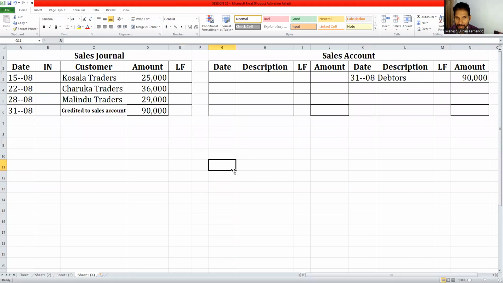Good. So this is what you have to learn under the sales journal according to the grade 10 syllabus. Now what you have to remember? In the purchases journal, what do we record? Credit purchases of goods. And in the sales journal, credit sale of goods.